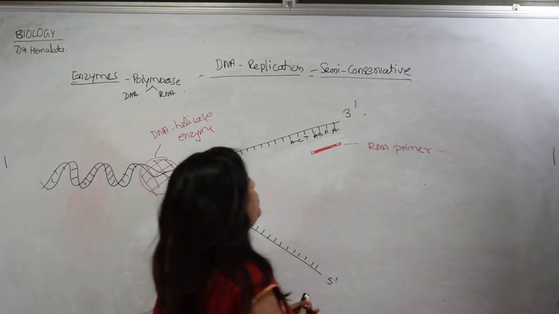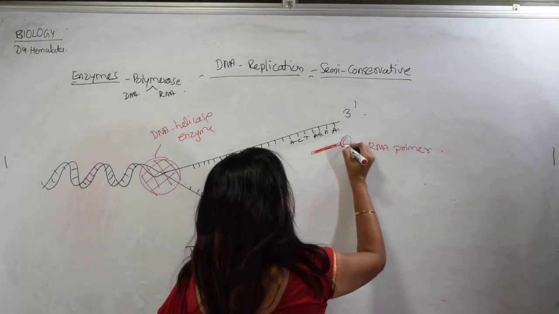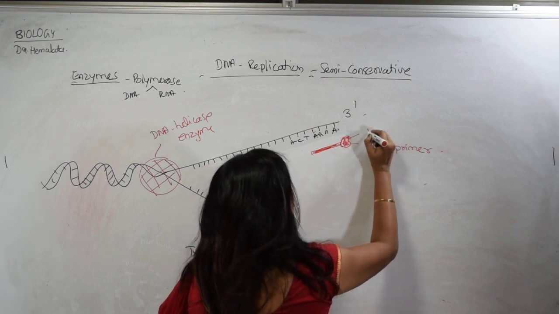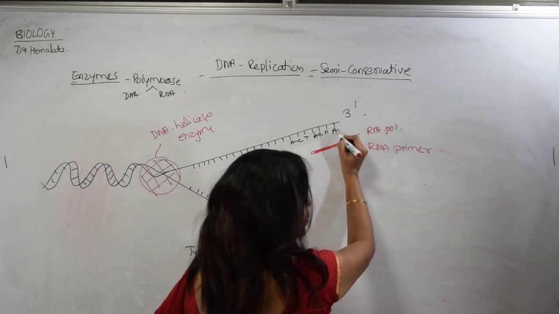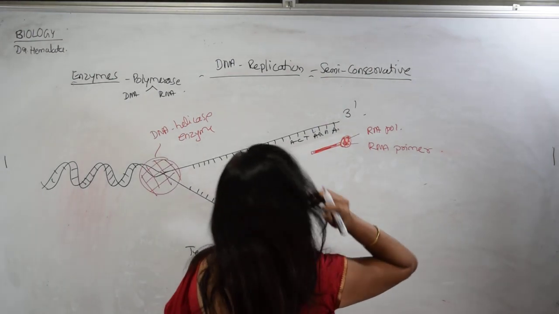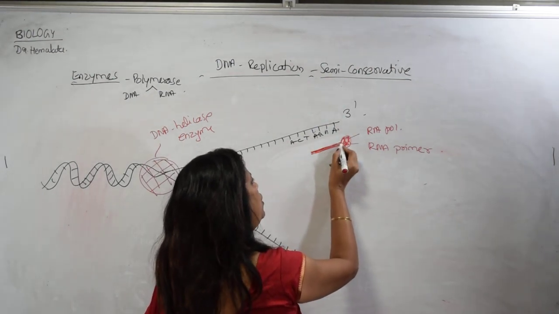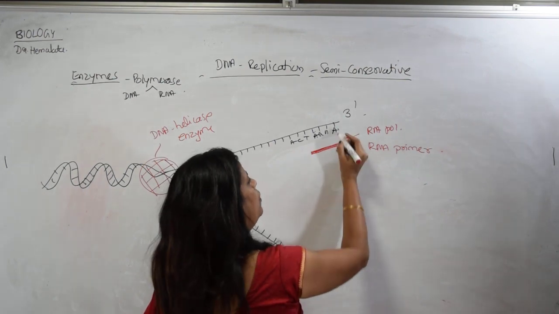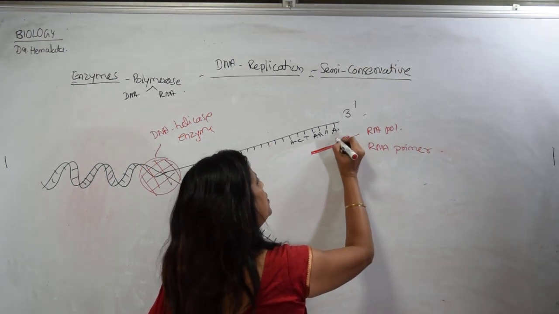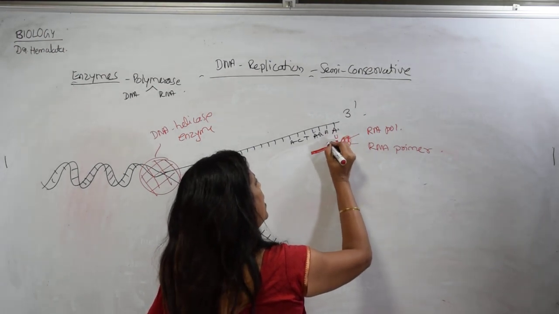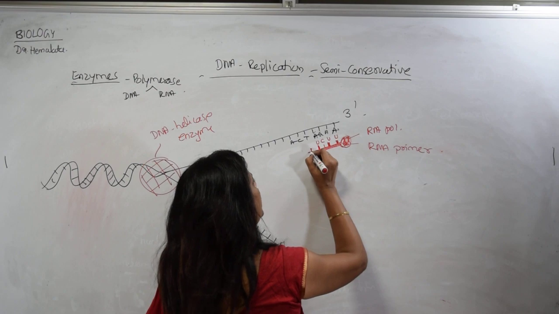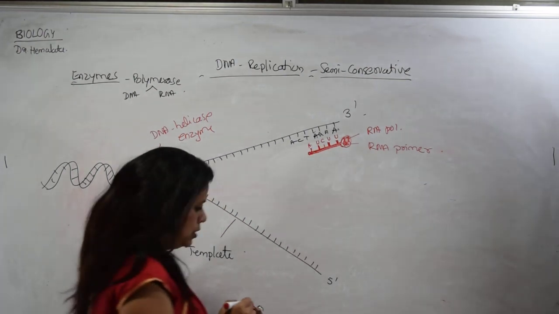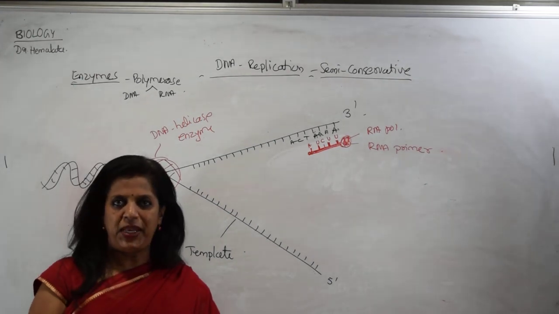The enzyme which binds here and helps in the formation of RNA is the RNA polymerase enzyme. It will have bases complementary to this DNA, right? But there is a change. Instead of deoxyribose sugar, you are getting ribose sugar. For A, U will bind because it is RNA. For this A, again U will bind here. For this G, C will bind. For A, U will bind. For T, A will be binding. This is how the complementary base pairing happens.